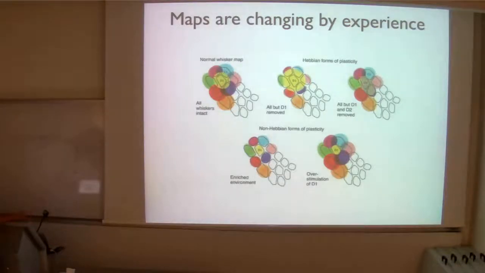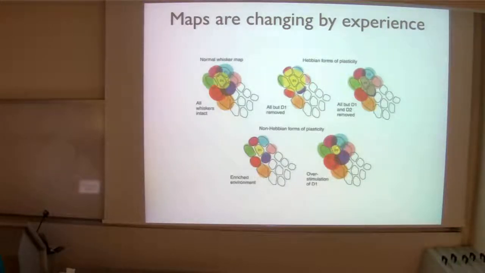If, on the opposite, you artificially cause over-stimulation of D1, for example, one way to do it is to stick some metal beads to the whisker, and the animal is in a cage with a magnetic field. So every now and then you flick the whisker and stimulate it more. What happens is the opposite. Here it expanded and here it actually shrinks.